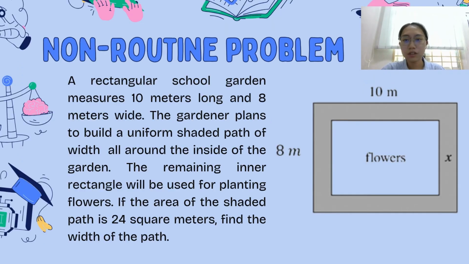So this is the non-routine problem that was made by our group. The problem is: a rectangular school garden measures 10 meters long and 8 meters wide. The gardener plans to build a uniform shaded path of width x all around the inside of the garden. The remaining inner rectangle will be used for planting flowers. If the area of the shaded path is 24 square meters, find the width of the path. So this is the diagram given by us.